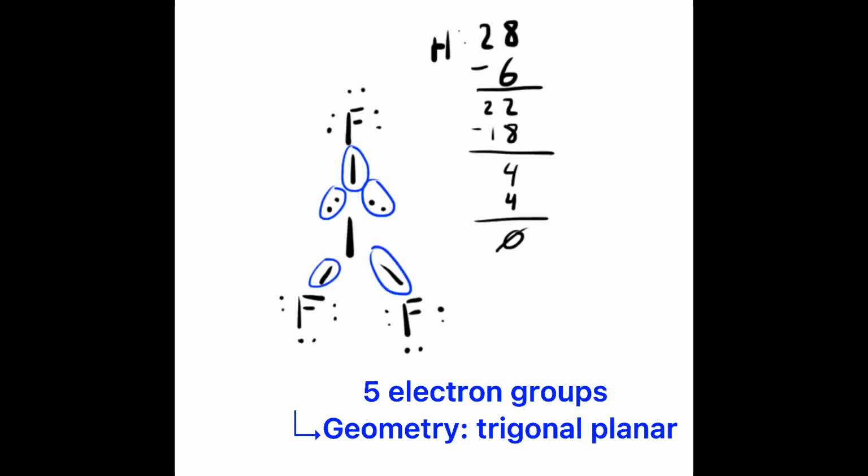Now looking at the diagram that we just drew, we want to figure out what's affecting our central atom, and in this case we have 5 electron groups, so therefore our geometry will be trigonal bipyramidal. Now using the information that we just figured out, we can start making our 3D diagram.